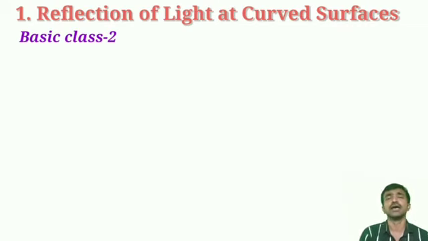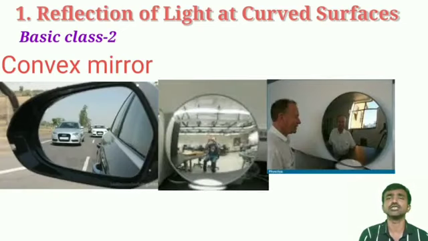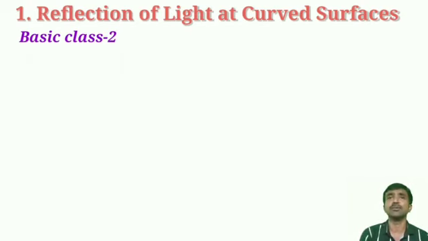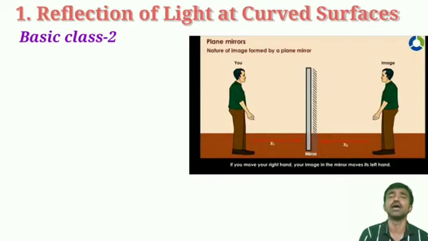A convex mirror will show you your image at any distance as smaller. So this type of mirror is called a convex mirror. But here you may have a doubt about the plane mirror. It is also showing the image at any distance, but it is equal to the size of the object.